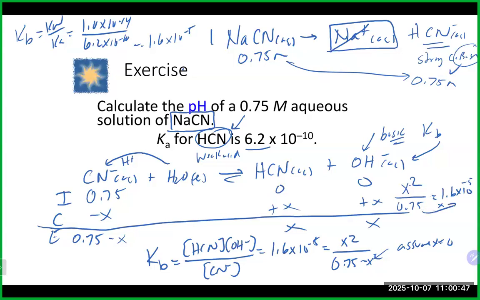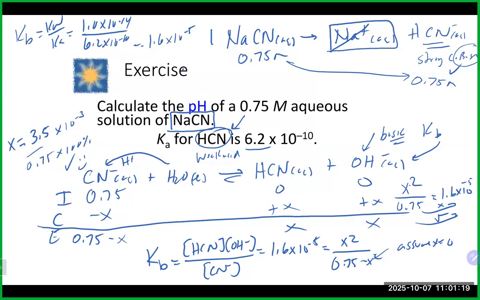Again, we're going to multiply and then square root. So we'll take our Kb times 0.75 and square root it. That is going to give us an x value of, we'll call it, 3.5 times 10 to the minus 3. We do want to check it, so we'll divide this by 0.75 times 100%, just to make sure everything's good. I would say probably in most cases you're going to be okay on this still.